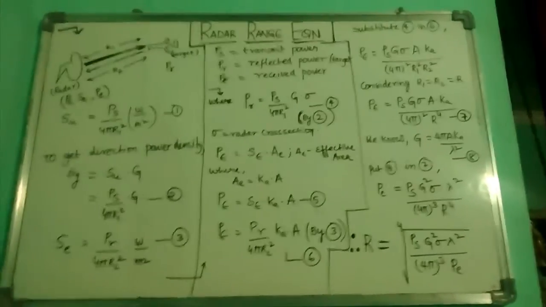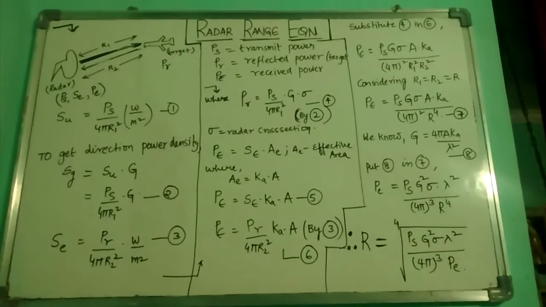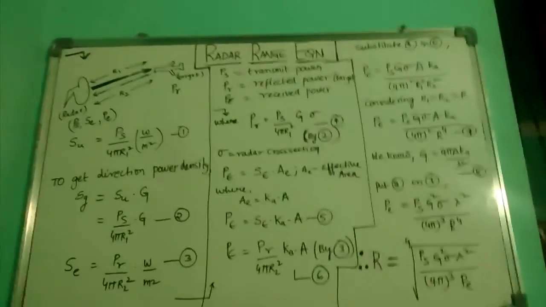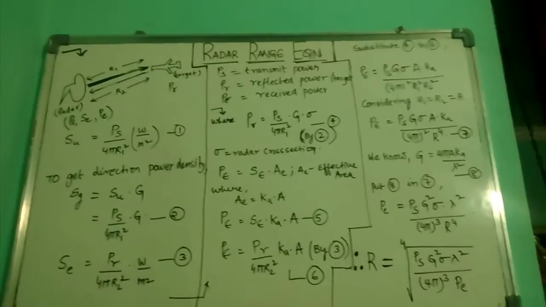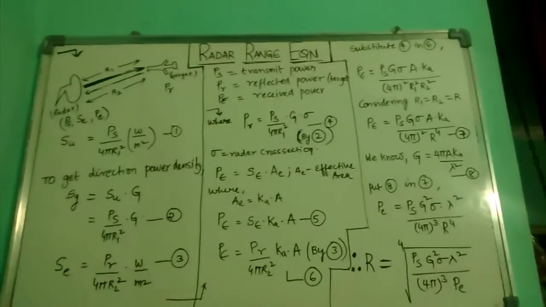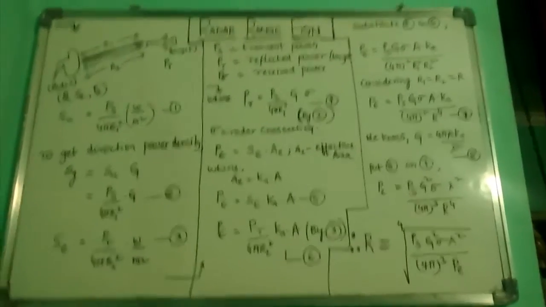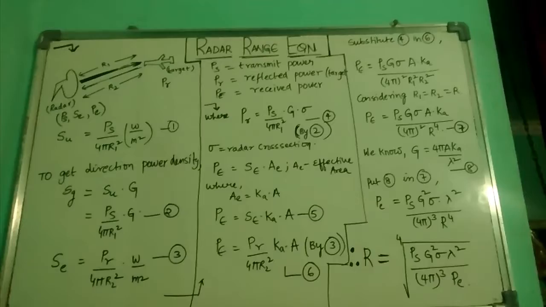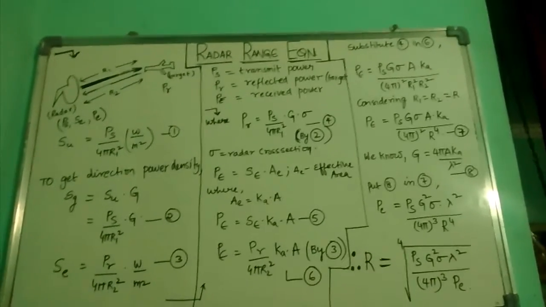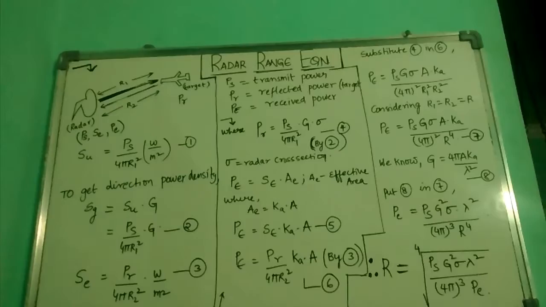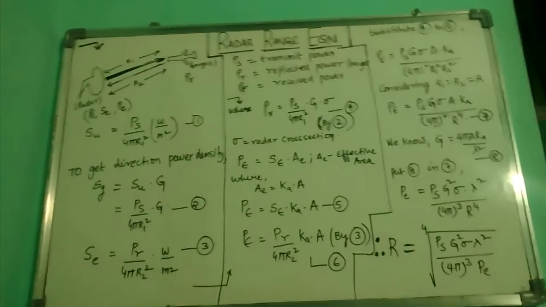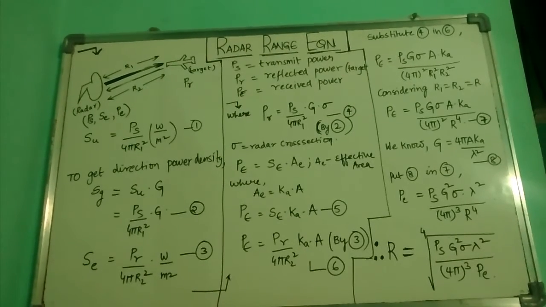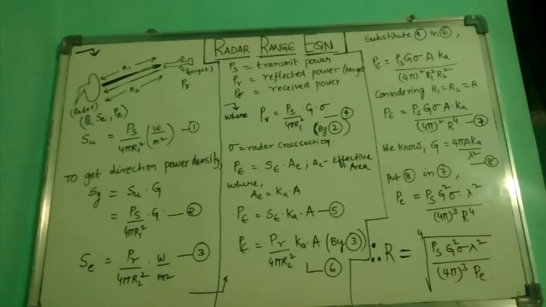Now what we have obtained from the first equation, SU, is the non-directional power density. Non-directional means it doesn't have a particular direction. It spreads over a range of kilometers or so. To get the directionality, we multiply it with the gain, which I have done in equation 2. Sg equals Su into G, where Su is the same as in the first equation. So I got PS by 4 pi r square into G.